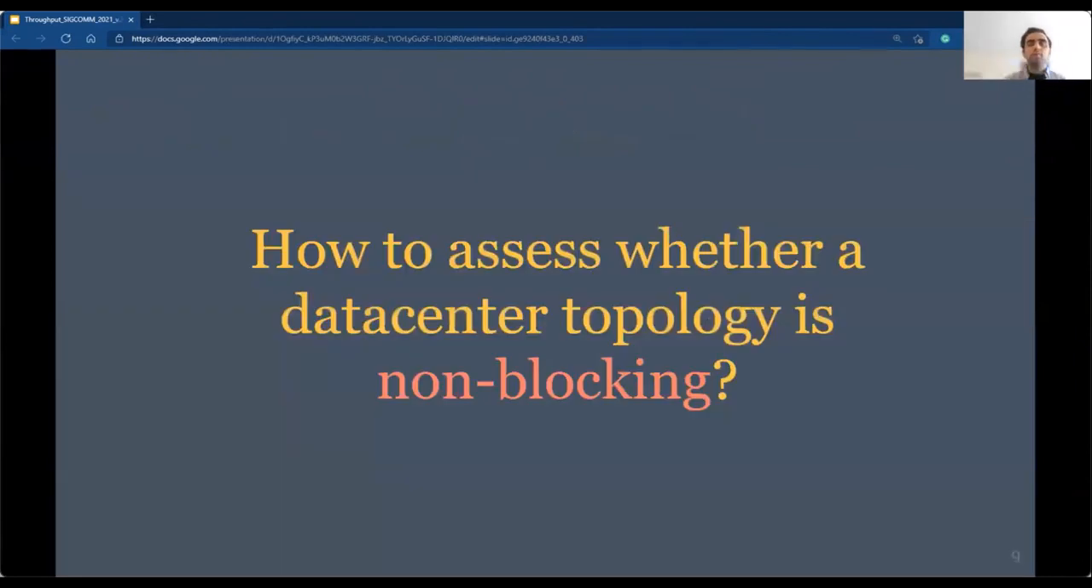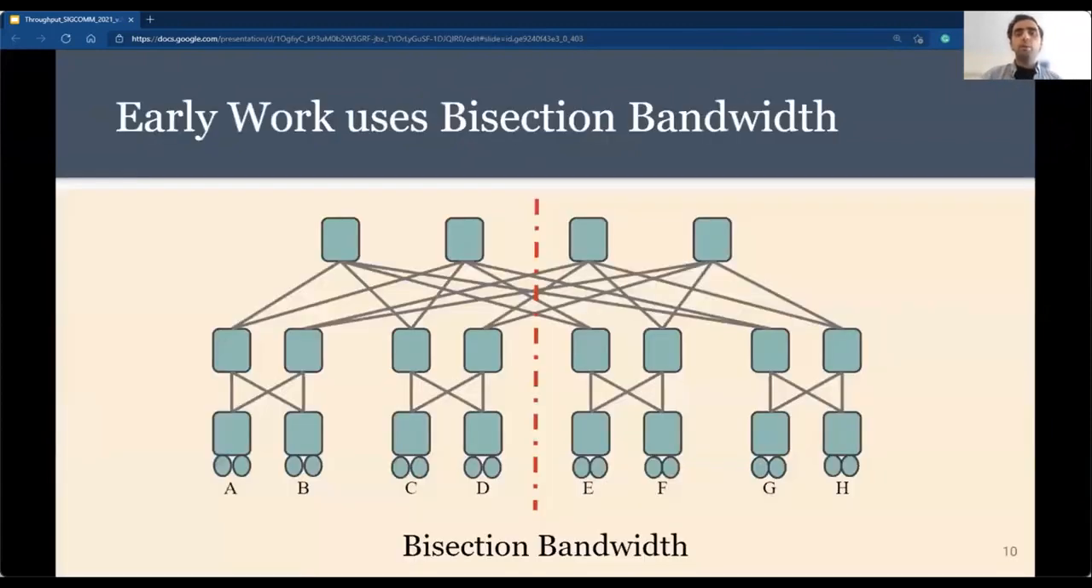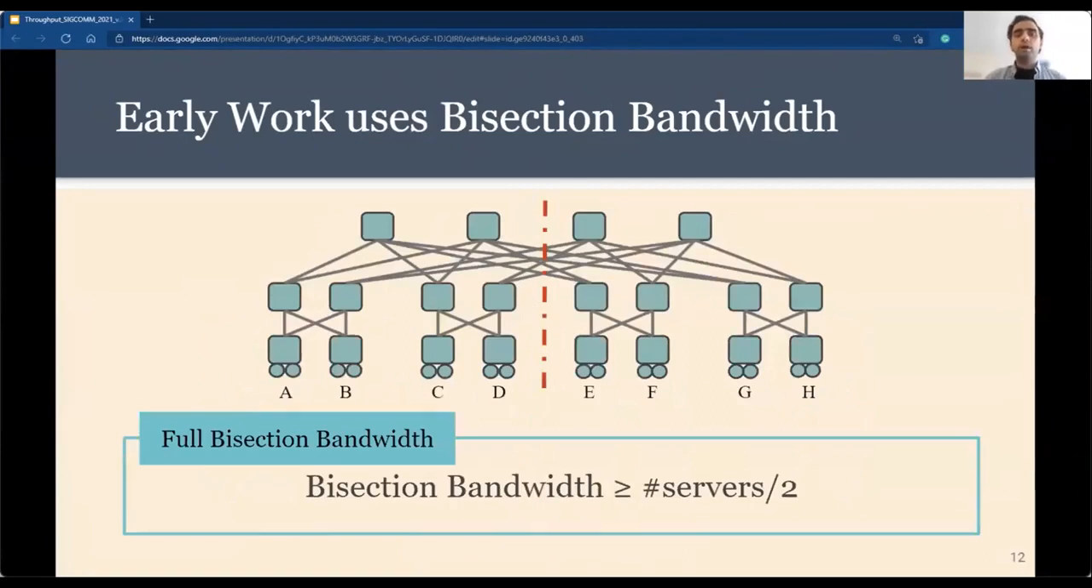Prior work has used a simple metric to determine whether a topology is non-blocking or not. It's called bisection bandwidth. Bisection bandwidth is a simple cut-based metric, and it's equal to the capacity of the min cut that divides the topology into two halves. Intuitively, this min cut should be enough to handle all the traffic demands, including the worst one. And the worst one happens as all the servers on one side try to communicate with all the servers on the other side. Since this traffic needs to go through the min cut, the capacity of the min cut should be enough to handle that.